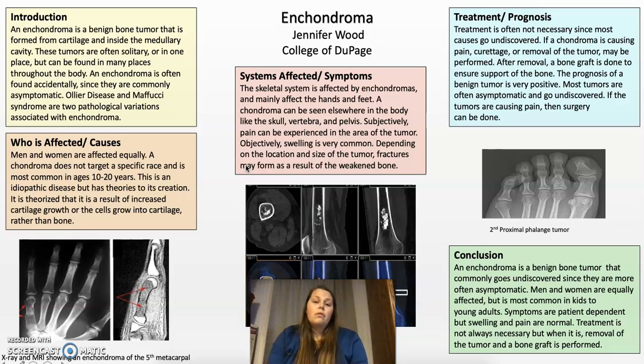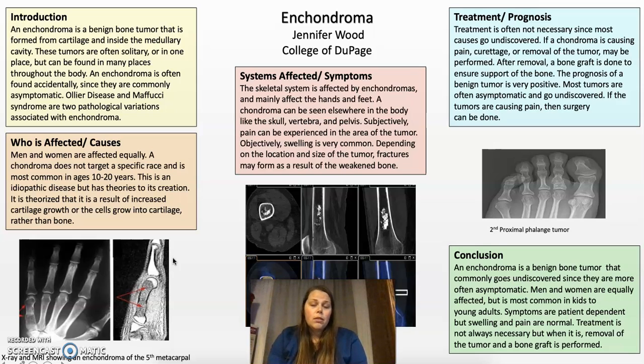Following up from the removal of the tumor, it's very common to do a bone graft. The bone graft is done to ensure the stability of the bone after the tumor is taken out of it. The bone grafts can be done using a donor bone or the bone from a different area of one's body. If an enchondroma causes a pathological fracture, monitoring the area, casting, and routine x-rays are often done to make sure the bone is healing correctly.